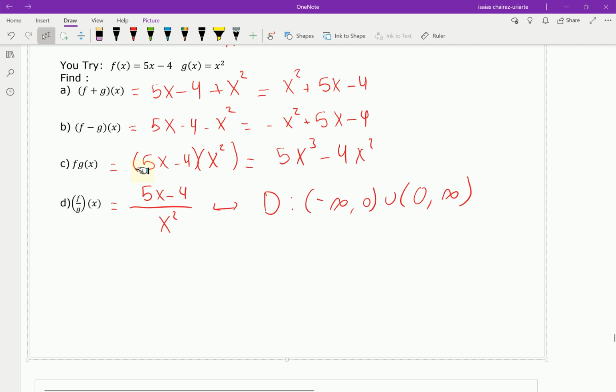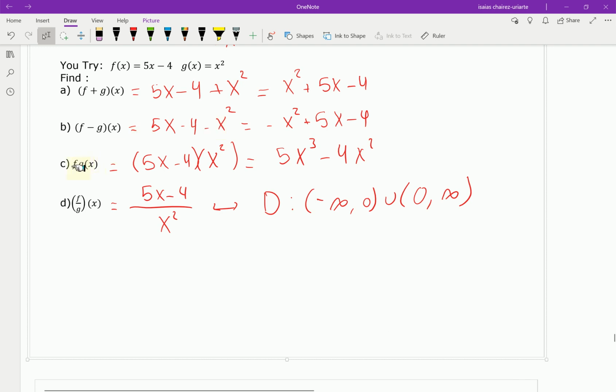You're given two functions, f of x and g of x. And now what you want to do is the same thing. Let's first begin by doing f plus g of x. So f of x plus g of x. And then I just rewrote it so that it looks like it's in descending order. F minus g of x is something similar. Just I now have some negatives. So 5x minus 4 minus x squared.